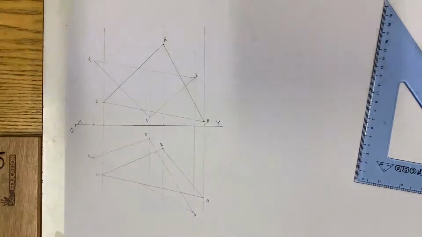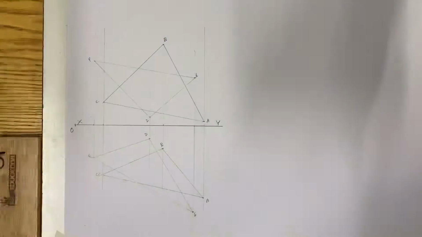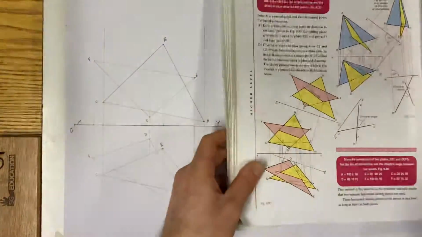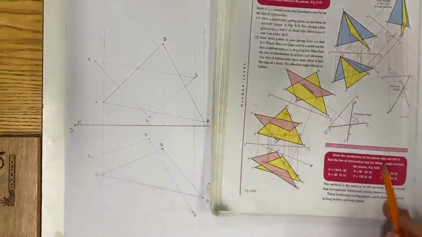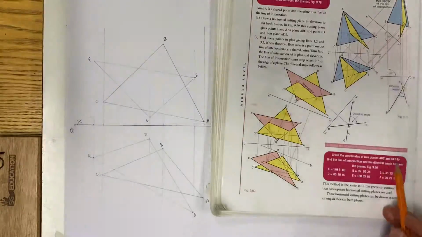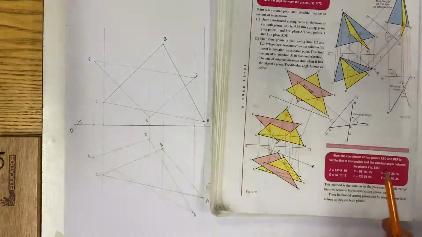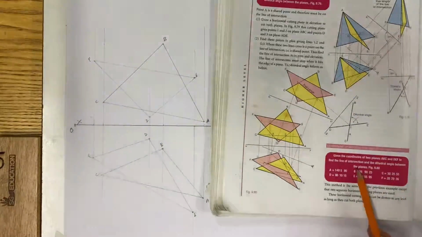Hi lads, this video is going to go through the question on page 256 that we're going to be doing in Wednesday's class. So I have it set up there already, and it tells us, given the coordinates of two planes ABC and DEF, to find the line of intersection and the dihedral angle between the planes.